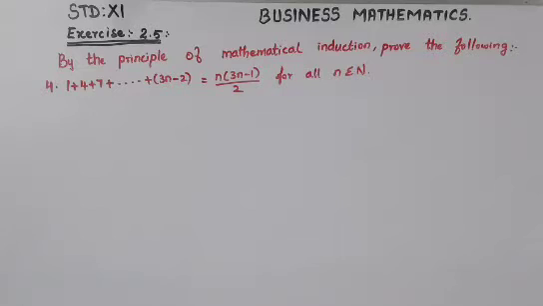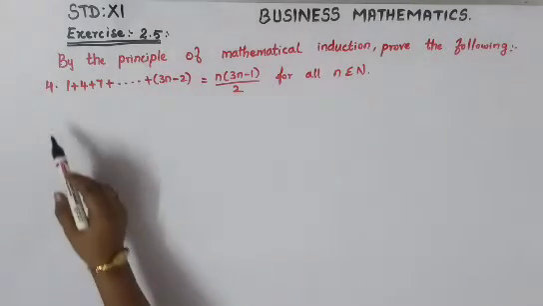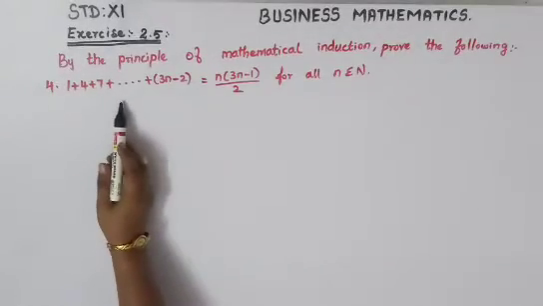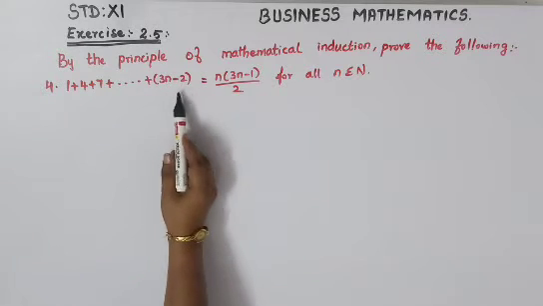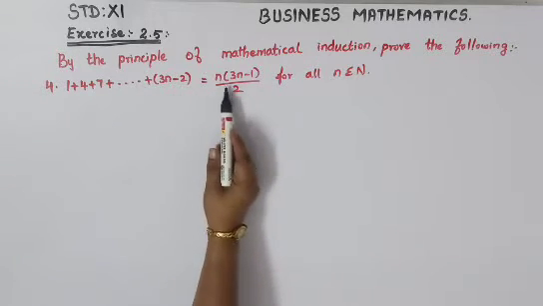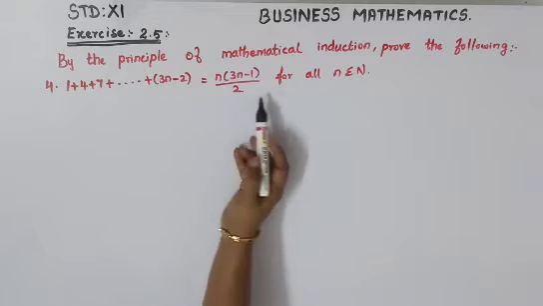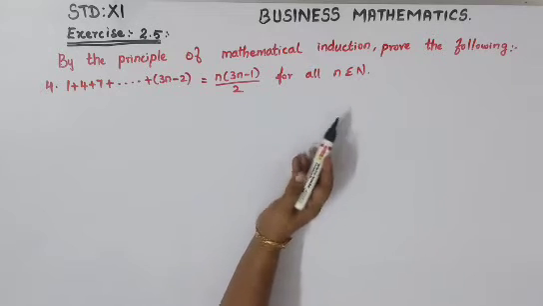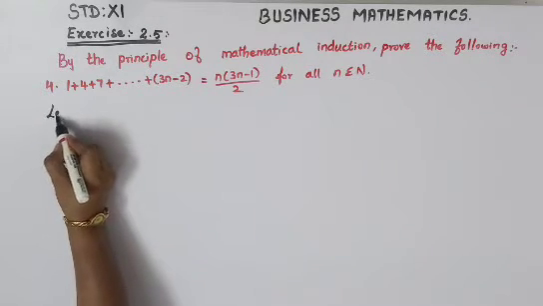Standard 11th Business Mathematics Exercise 2.5. By the principle of mathematical induction, prove the following. Your fourth question: 1 plus 4 plus 7 plus etc. plus 3n minus 2 is equal to n into 3n minus 1 divided by 2 for all n belongs to capital N. Okay. So first we'll just declare the question.